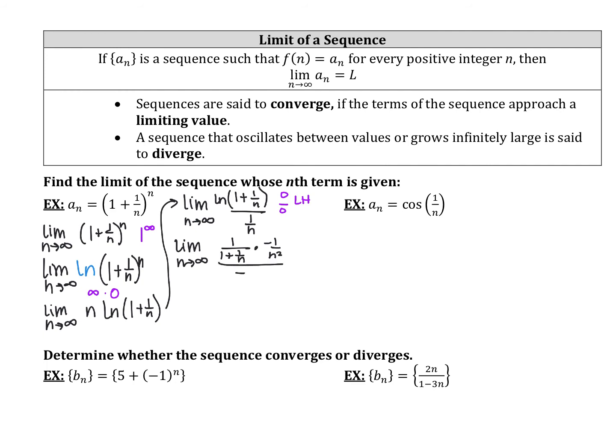And the derivative of the bottom is negative 1 over n squared. Now, it's kind of nice because those two will cancel out. Now, if I go to take the limit as n approaches infinity of 1 over 1 plus 1 over n, really what I'm getting is 1 over 1 plus 0 as n goes to infinity. And the beauty of that is that's just 1. So I know the limit of this sequence is just 1.